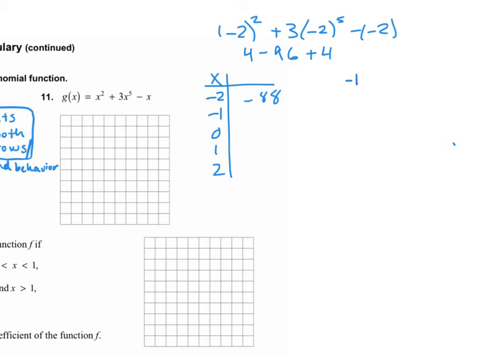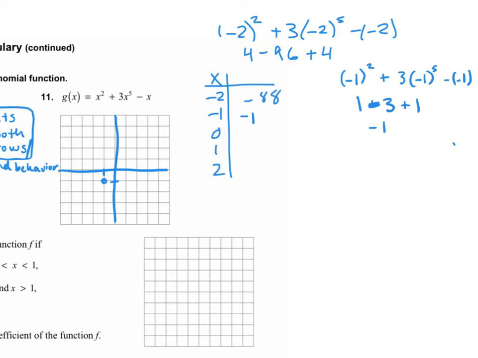But let's plug in -1. So we have -1 squared plus 3 times negative 1 to the 5th power minus negative 1. So negative 1 squared would be positive 1. Negative 1 to the 5th power is negative 1, times 3 would be negative 3, plus 1. So this would be negative 1. So our point here is going to be to the left 1 and down 1.